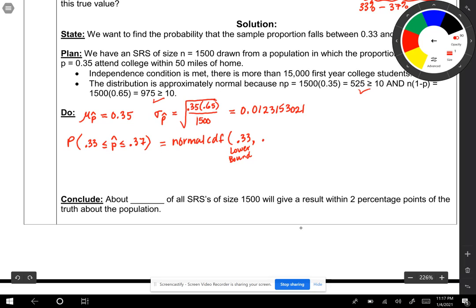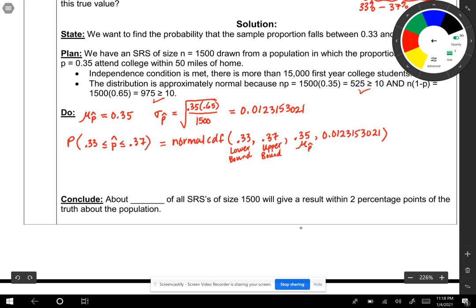Our upper bound is 0.37. If you guys were in class, you can just yell out all these things. So, our mean is 0.35. Label it. And you don't have to put like mean of the sampling distribution. You could just put mean, just put mu, and you're okay with that. And our standard deviation is 0.012315302. The key thing is, how do we get to the normal CDF?